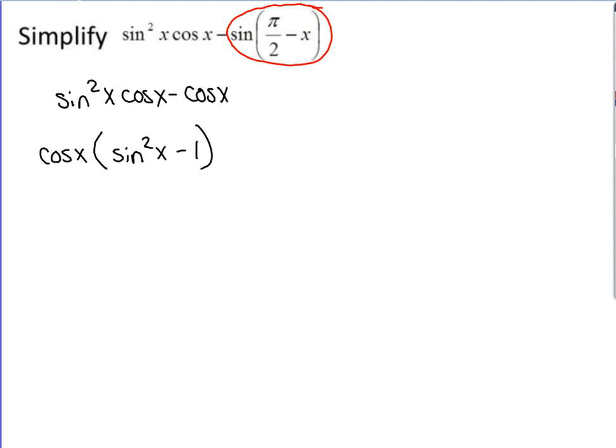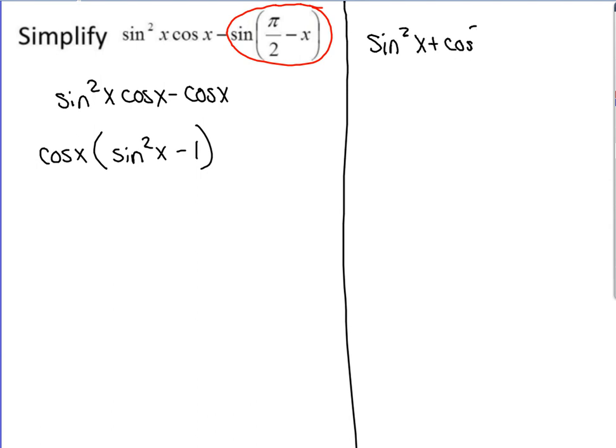Now that sine squared of x minus 1, whenever you see a squared and a 1, you should think back to your Pythagorean identities. We do know the Pythagorean identity, sine squared of x plus cosine squared of x is equal to 1. If we try to rearrange that so the 1 and the sine are together, we get that the cosine squared of x is equal to 1 minus sine squared.